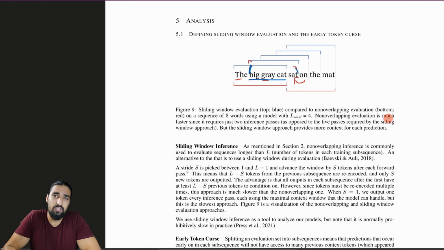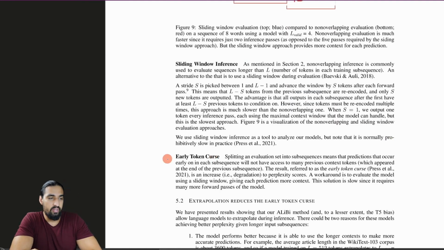So this method is obviously better because it has more context. On the con side, the trade-off is this is way slower and obviously computationally more expensive. So usually people just do these non-overlapping inferences. Second thing, there is this thing called early token curse, and you can kind of deduce what this is.